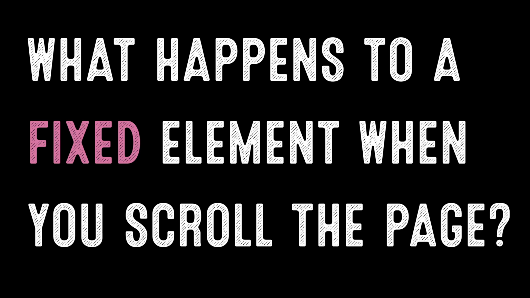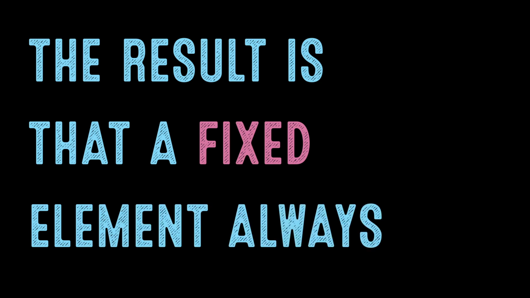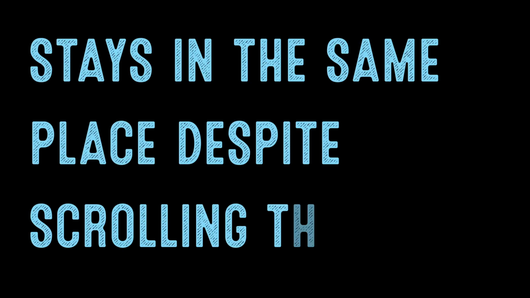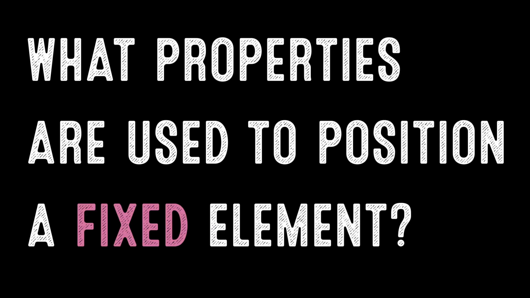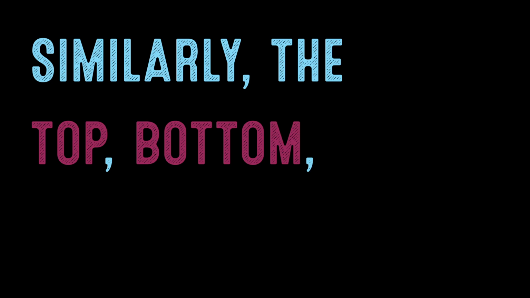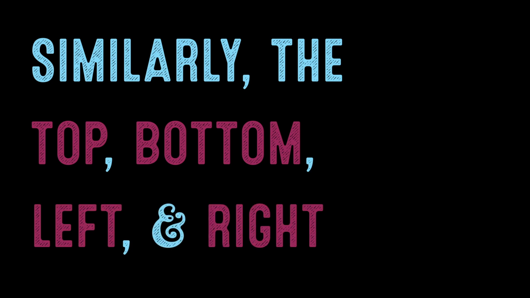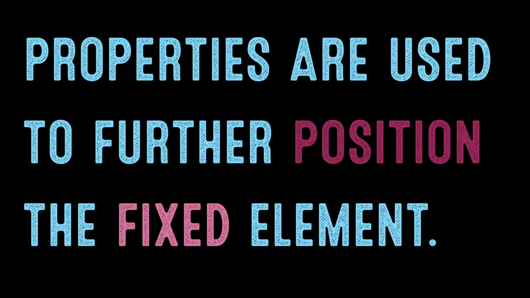What happens to a fixed element when you scroll the page? The result is that a fixed element always stays in the same place despite scrolling the page. What properties are used to further position a fixed element? Similarly, the top, bottom, left, and right properties are again used to further position the fixed element.